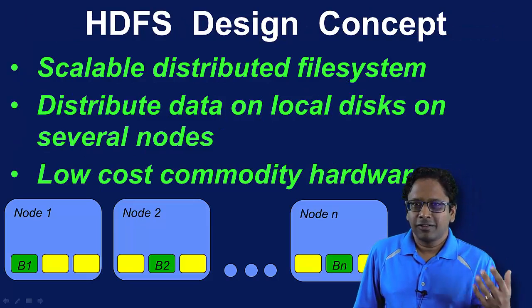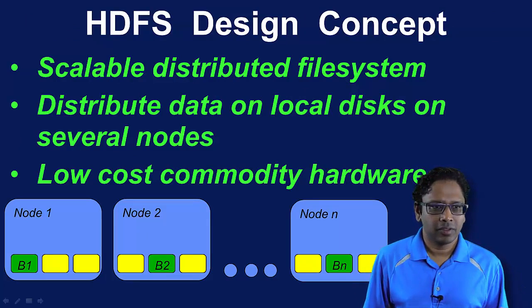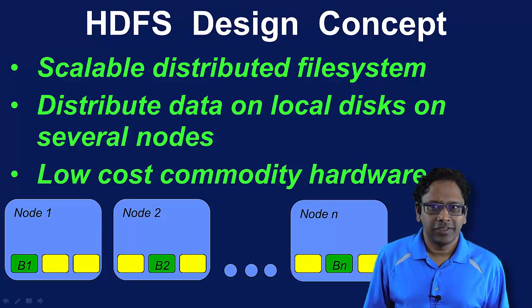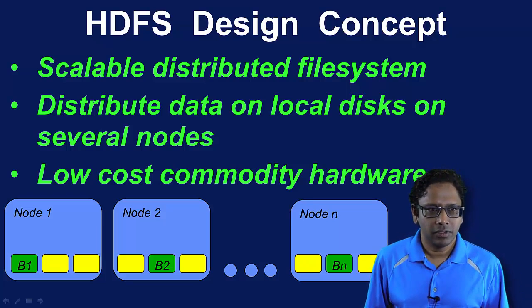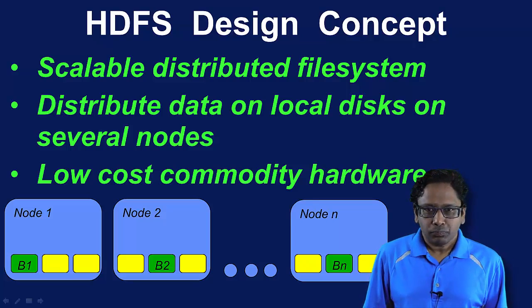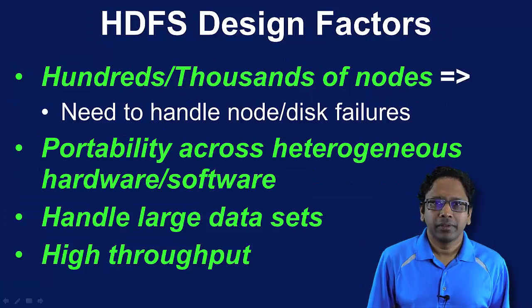So the key design concept was to get performance by breaking files up into blocks that you can spread out over a lot of disks and a lot of nodes. So this lets you pool data resources across hundreds or thousands of nodes and gives us a lot of throughput. And the idea was to use low-cost commodity hardware so that you could do this at a reasonable price.